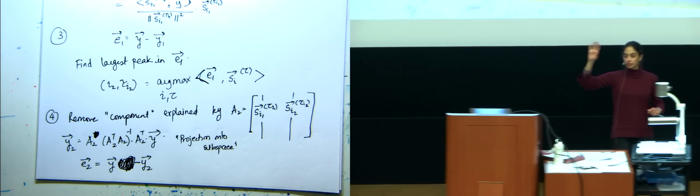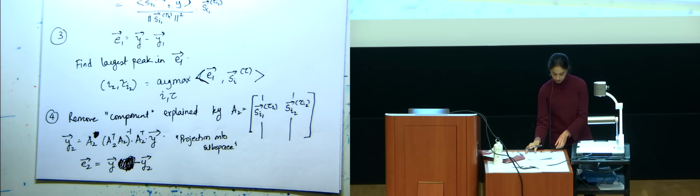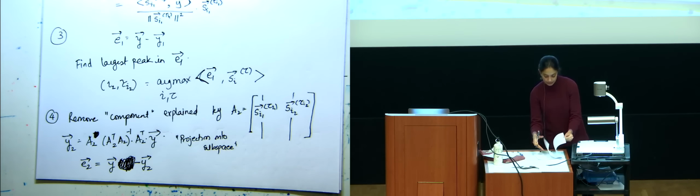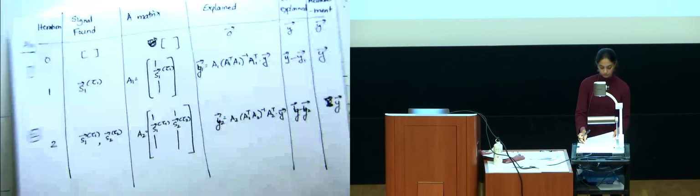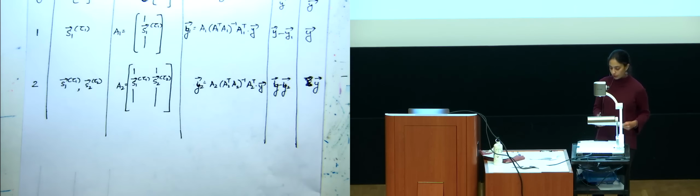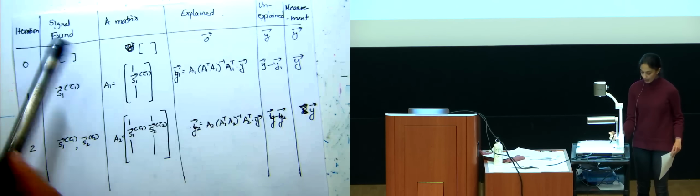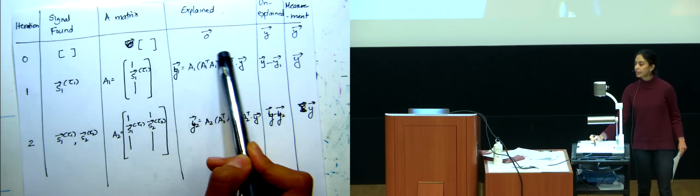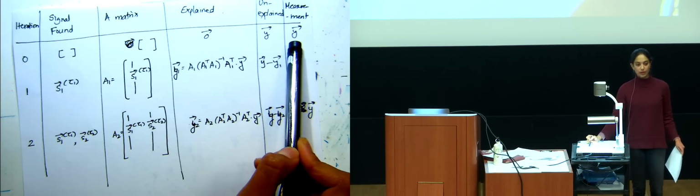So I'm going to show you another way of thinking about this algorithm, and hopefully that will also get to some of the questions that you've been thinking about. But basically, a good way to think about this algorithm is the following. At iteration 0, we haven't found any signal. So we don't have any A matrix. We haven't explained any of Y. All of Y is unexplained, and the measurement we have is Y.